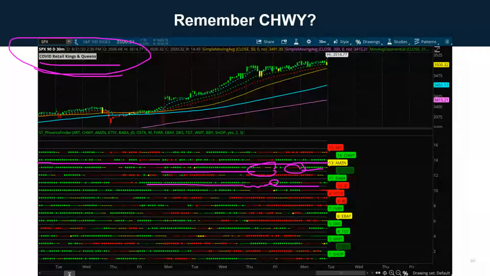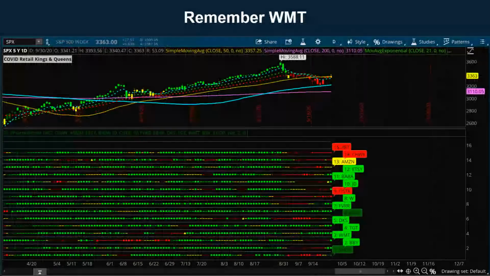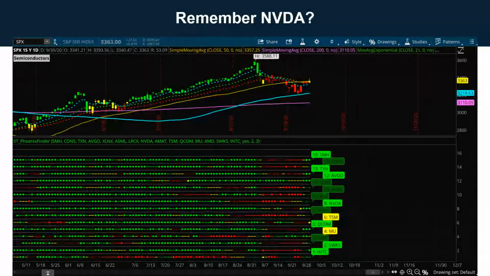So you can easily pull up a retail grid and say, hey, you know what? I have a couple different retail tickers that are about to take off, but I don't want to pick the loser. Look at JD, OSTK, Wayfair, not one of those. I want to pick FVRR or DKS, right? You don't want to pick the loser. You want to pick the winner. Same thing with Walmart. Walmart is one that is just now starting to light up, okay? You just want to pick the ones that are the best within their overall group.